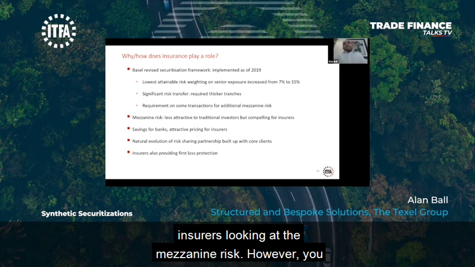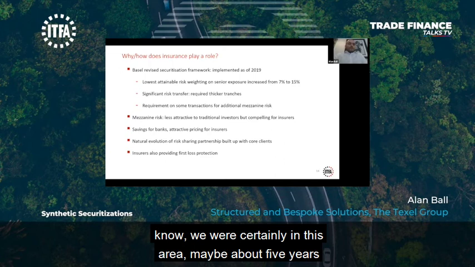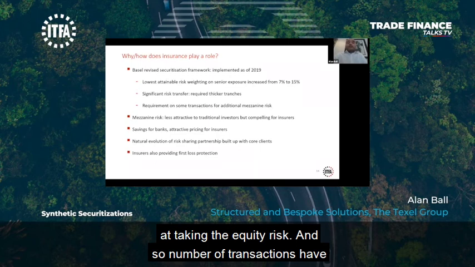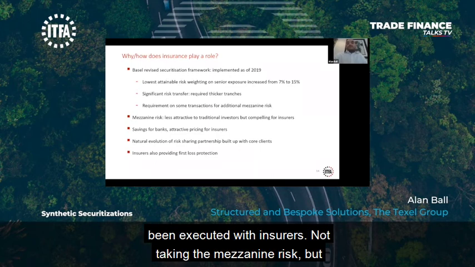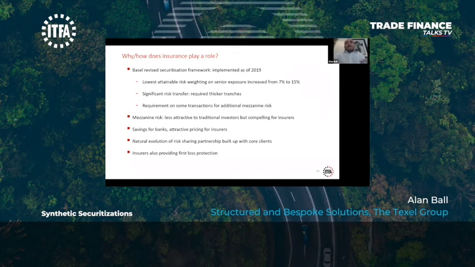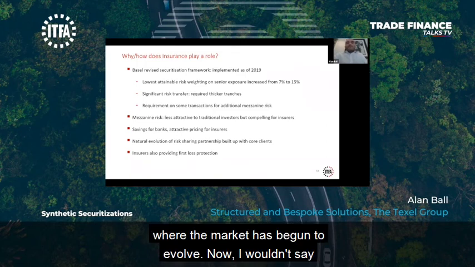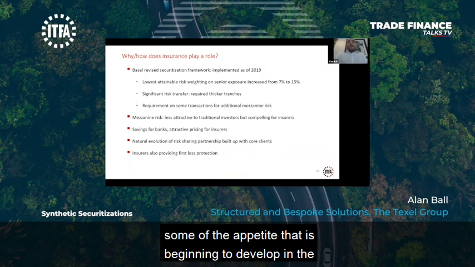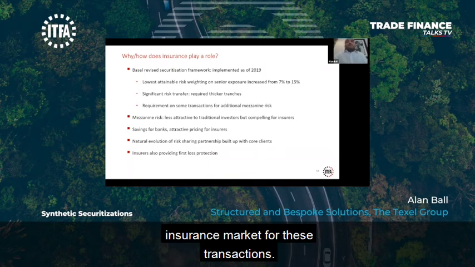However, I was certainly looking at this area maybe about 5 years ago. And as things have evolved, we've seen people start to look at taking the equity risk. And so a number of transactions have now been executed with insurers, not taking the mezzanine risk, but actually providing first loss cover on a portfolio. So this is where the market has begun to evolve. Now, I wouldn't say that's generally reflective of the whole market, but it shows some of the appetite that is beginning to develop in the insurance market for these transactions.